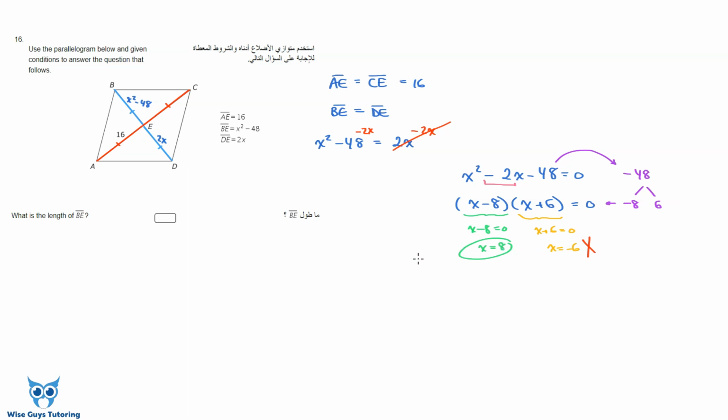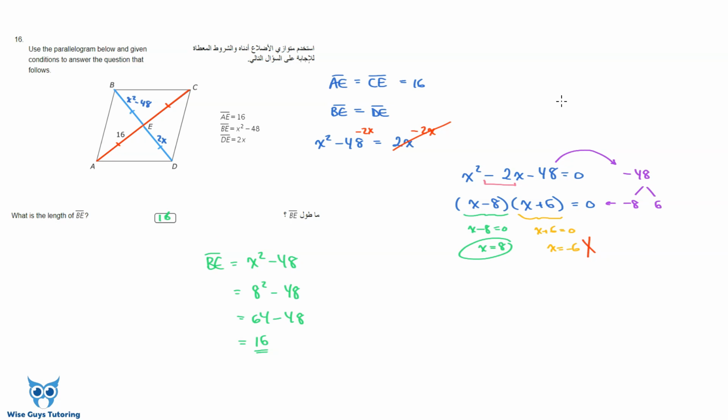Now, have we answered the question? No, we have not, because the question is asking what's BE. So let's go over here. We know that BE, we've been told, is x squared minus 48. Now, x is equal to 8, so all I have to do is substitute 8 in here, and I'll get my answer. So 8 squared is 64. 64 minus 48 is equal to 16. So the correct answer will be 16. I'm not sure if these are centimeters or what. There's no unit, so we don't have to put a unit anyway.